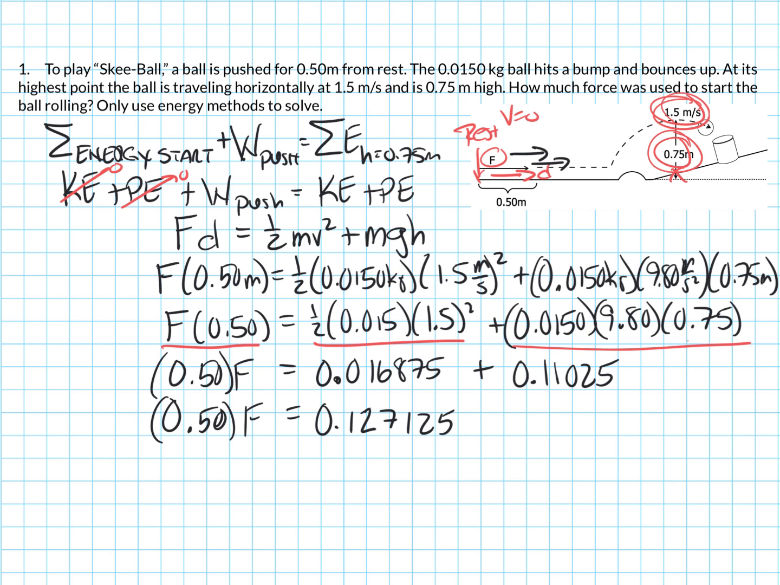So to get f all by itself, I'll divide both sides by 0.5. Remember, whatever you do to one side, you've got to do to both sides. And that leaves my force equal to 0.254 newtons.